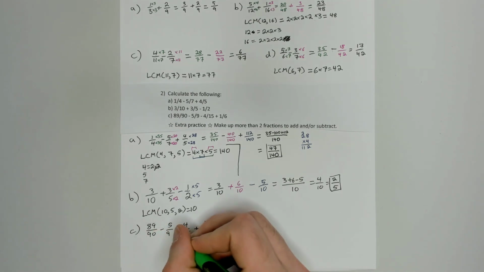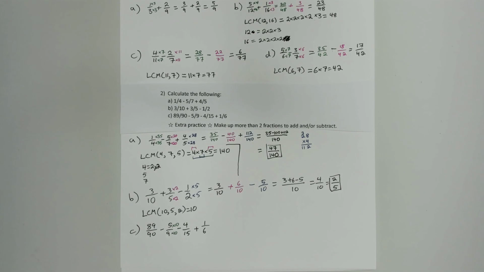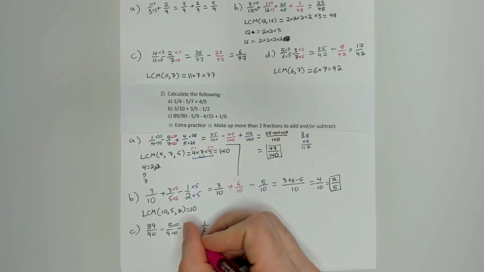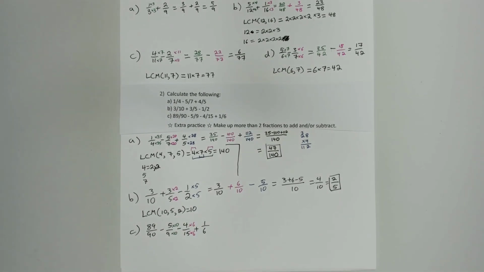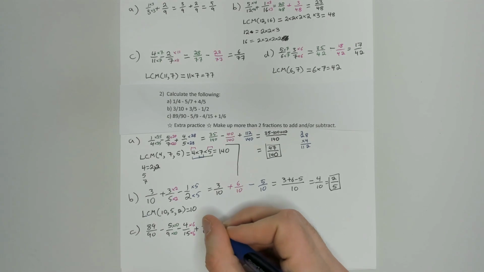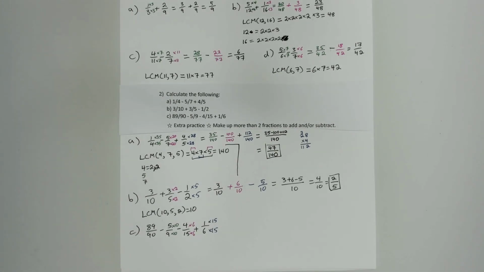So 9 times 10 is 90, so we can multiply the numerator and denominator here by 10. 15 to get to 90, well, 15 times 2 is 30, and there's 3 30s in 90, so that means 15 times 6 will give us 90. I'll do that in pink here. So 15 times 6 is 90, so we have to multiply the numerator and denominator by 6. So we're going to multiply the numerator and denominator of the 1/6 by 15.